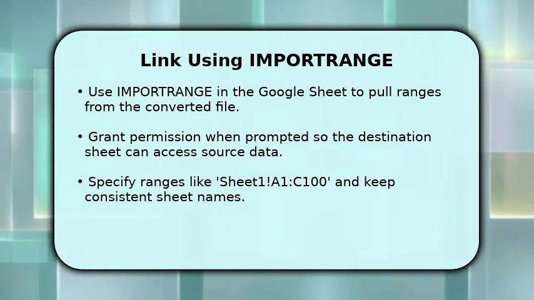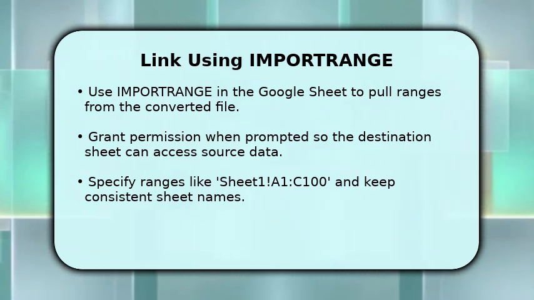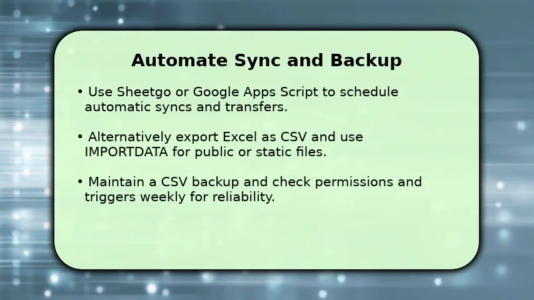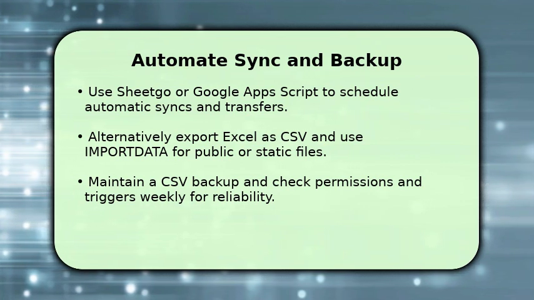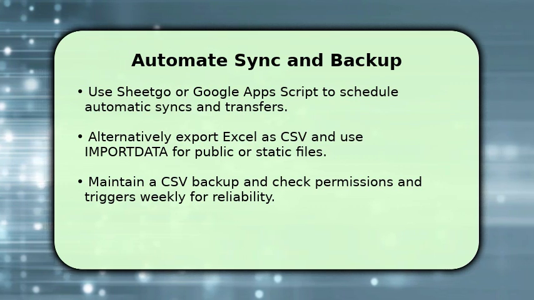Keep sheet names consistent between files to avoid broken references and update ranges. When you need recurring updates, use an add-on like SheetGo or write a Google Apps Script to sync data on a schedule. SheetGo provides point-and-click connections and can run every hour or day.